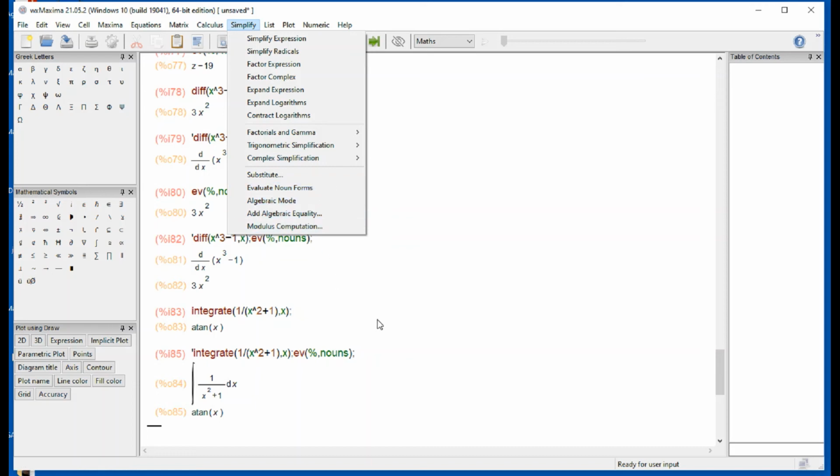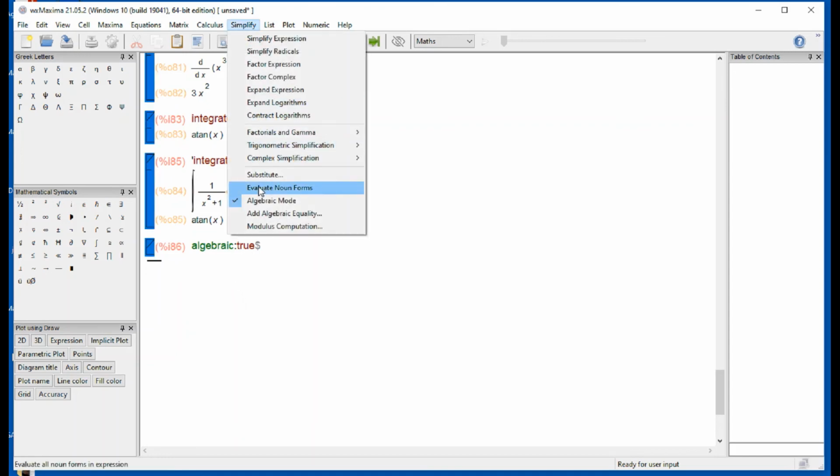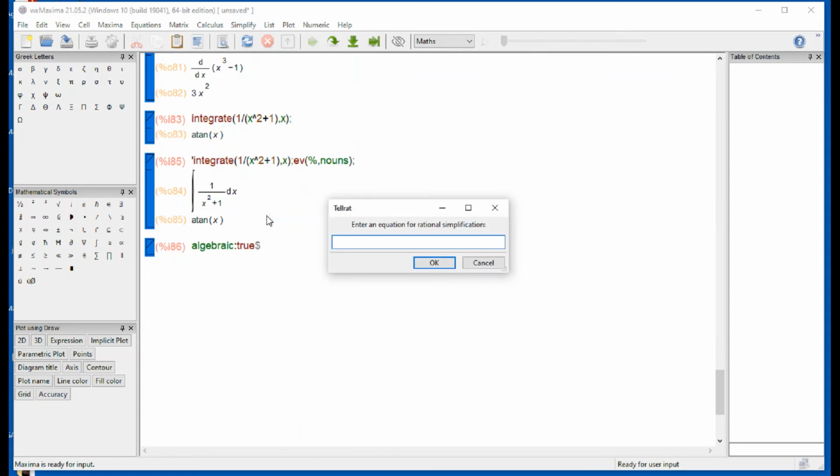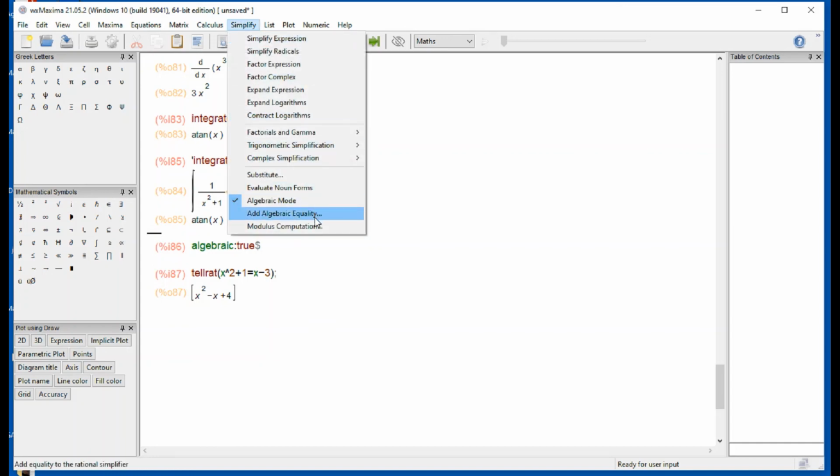The next three had to do with specifying some operations like algebraic true. The next one is algebraic equality. Enter an equation for rational simplification. So for example, you go x squared plus 1 equal x minus 3. It simply moves everything to the left hand side and makes the whole thing equal to 0. So that's basically what that is. This one, I'm going to have to skip at this point. But the algebraic equality works for that.